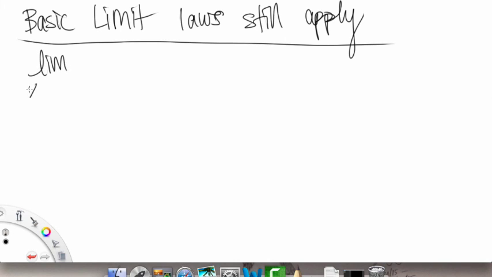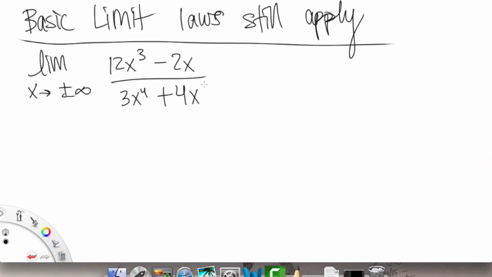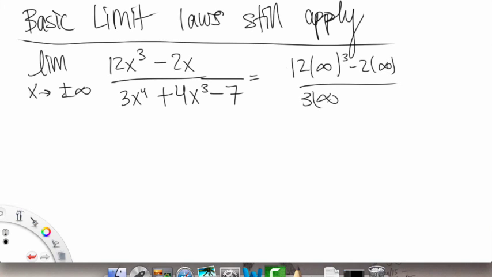We'll do the limit as x goes to plus and minus infinity of 12x to the third minus 2x, over 3x to the fourth plus 4x to the third plus or minus a 7. If we try to plug that in directly, we'll get 12 times infinity to the third minus 2 times infinity, over 3 times infinity to the fourth plus 4 times infinity to the third plus or minus a 7.